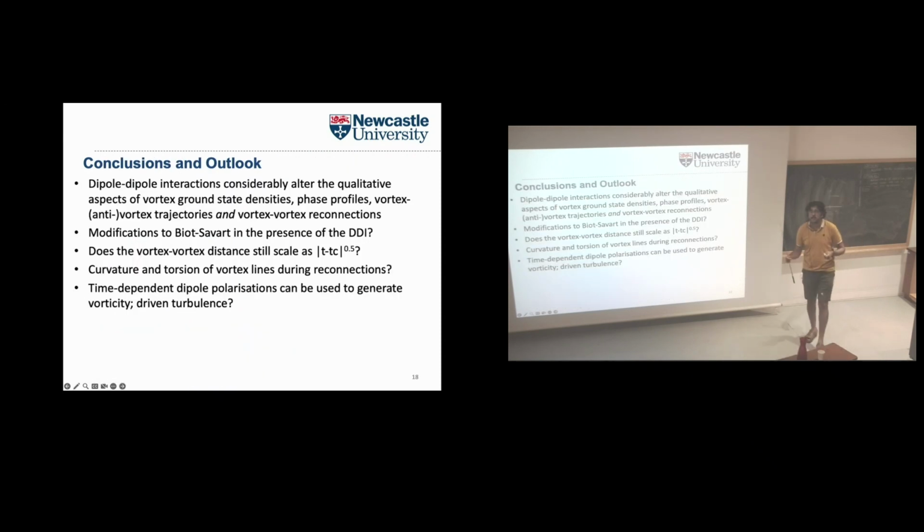We found that dipole-dipole interactions considerably alter the behavior of vortices, both in the ground states and also in their dynamics. So this raises a few questions. For instance, can you modify the Biot-Savart law to account for the dipole-dipole interaction? Also, does the vortex-vortex distance during the reconnection process still follow the t to the half scaling? What's the role of quantities such as curvature and torsion?